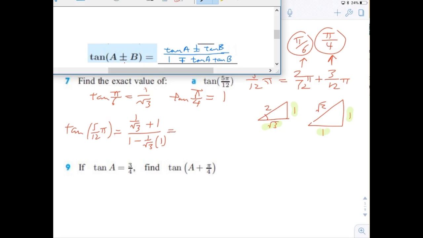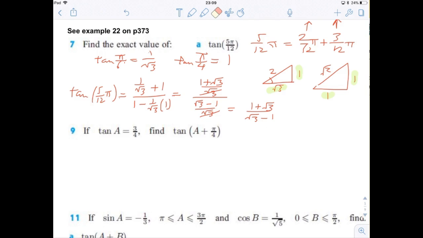1 over square root of 3 plus 1 would be 1 plus square root of 3 over square root of 3. And then the denominator, we would have 1 minus 1 over square root of 3, which would be square root of 3 minus 1 divided by square root of 3. Maybe there's one more thing we could do to simplify this. What if we multiply by the conjugate to rationalize the denominator? So on the bottom, we're going to multiply by square root of 3 plus 1, and on the top, we're also going to multiply by square root of 3 plus 1.